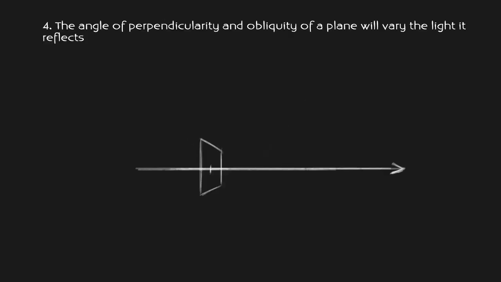The fourth law. The degree of perpendicularity and obliquity of a plane will influence and vary the amount of light that this reflects. So, the more perpendicular the plane is in regards to the light source, the more reflection. And if you think about it, it makes sense, as the light reaches the surface directly and bounces off straight away. These are the basic principles of light.